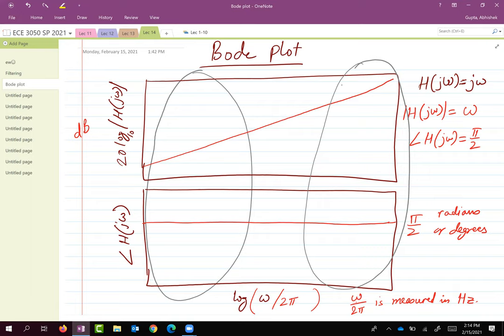Okay, the phase shift remains constant throughout the whole frequency range, and that's just the property of the derivative LTI system. Okay, any questions so far?